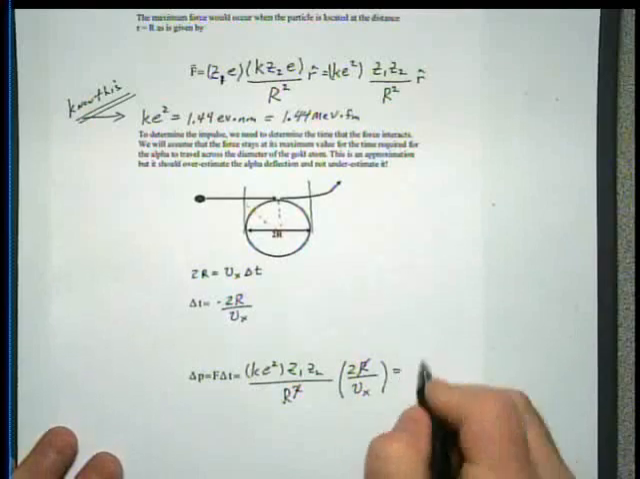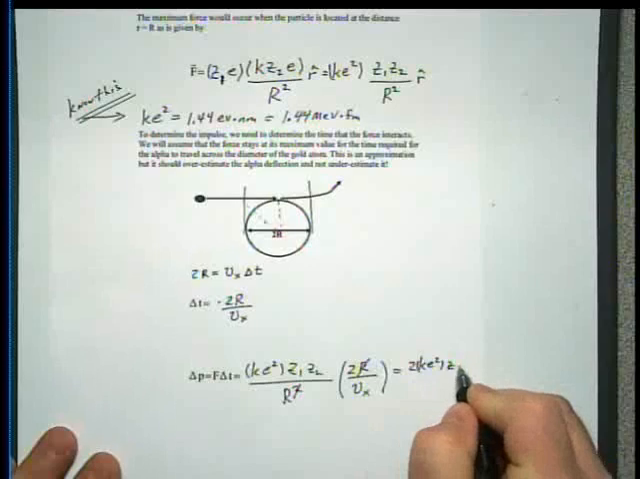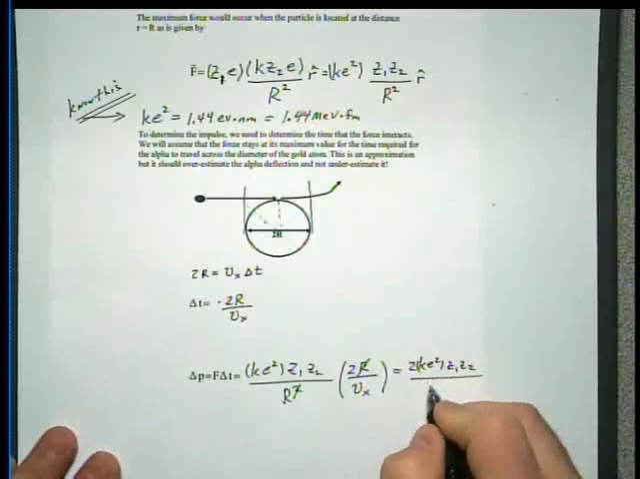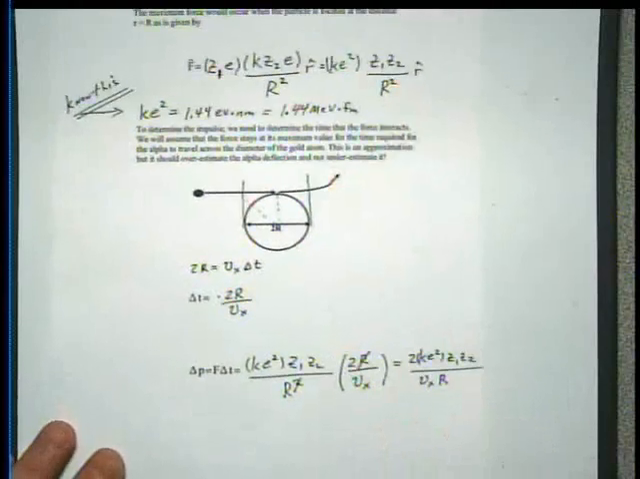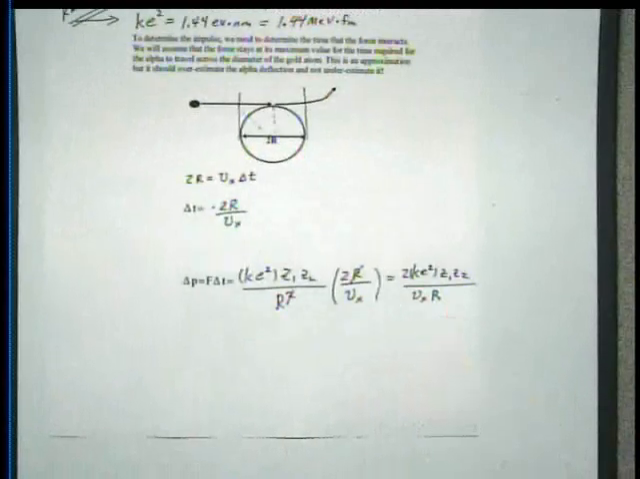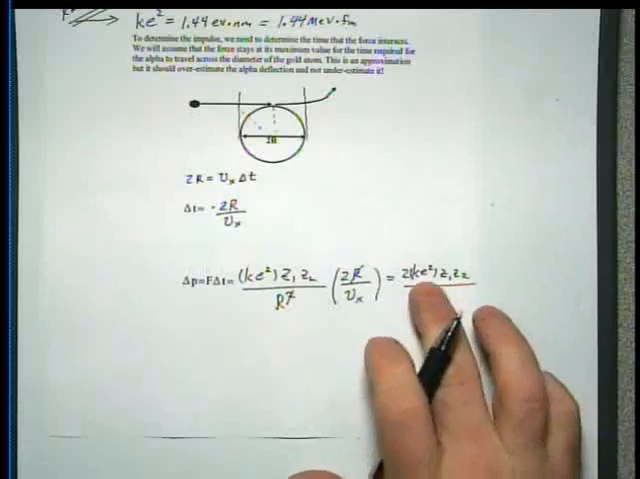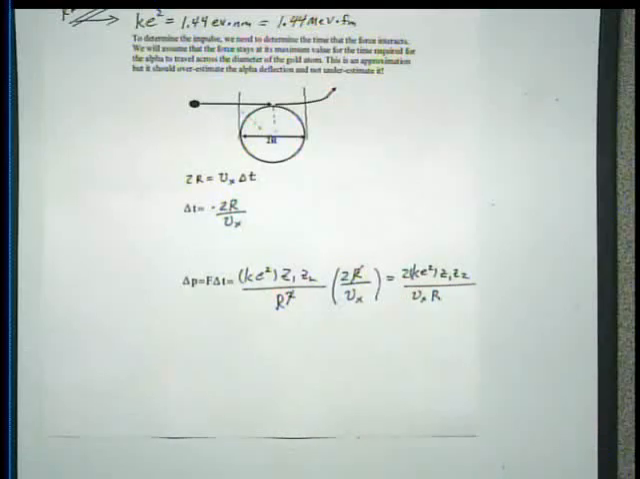And I'll just tighten it up a little bit. 2k e squared Z1 Z2 over Vx bar. Now I still have a problem, because Vx isn't the thing I normally want to measure. I have a rough estimate of the size of an atom. I know what the atomic numbers are, and if I knew this, I could find delta P. I'm not going to find delta P, it turns out. I see a Vx here.